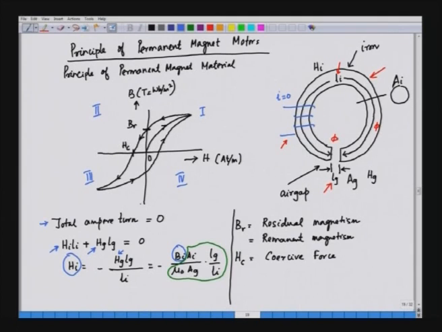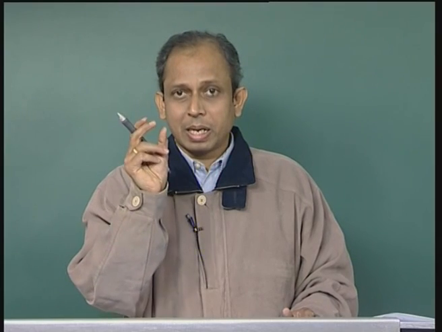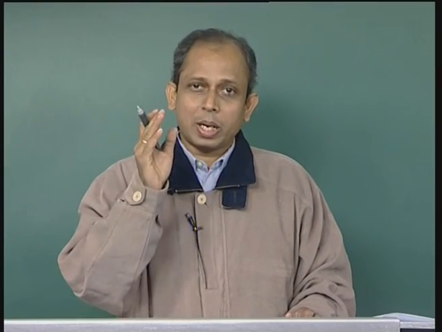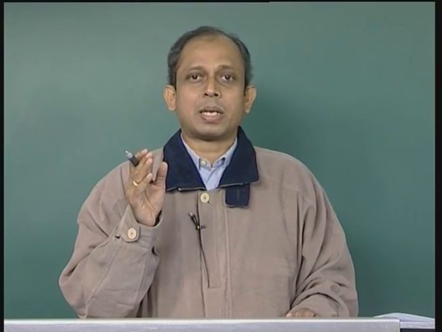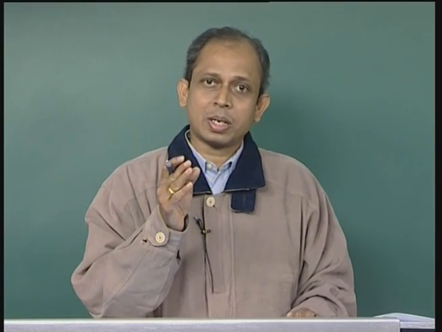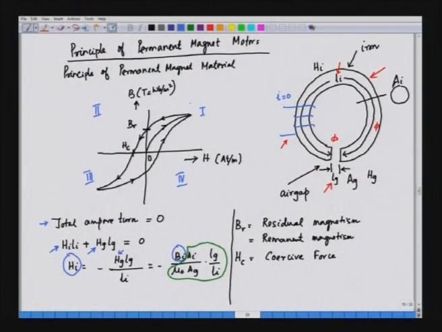So, it means the operating point, when we cut an air gap in a permanent magnet, can occur in the second quadrant or in the fourth quadrant. Now, we see that the graph is symmetrical. If you see, this BH curve is exactly symmetrical.